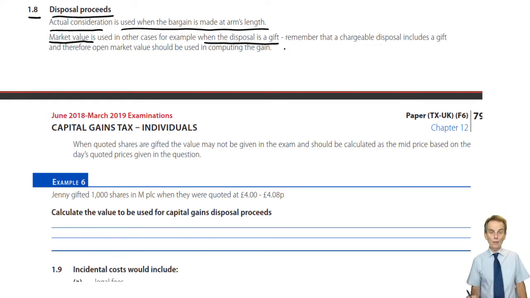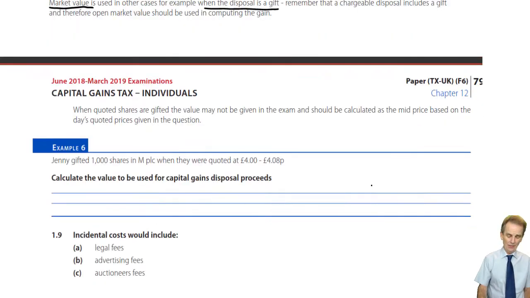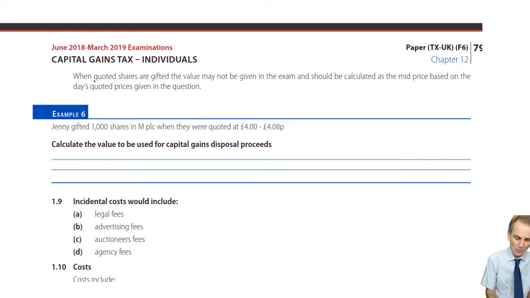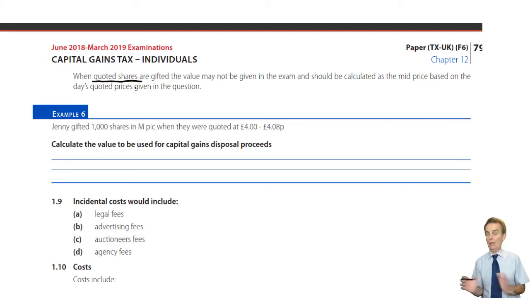There is just one little valuation rule that we need to know at this level, and that's when dealing with quoted shares. Because with quoted shares, at the end of the day upon which they have been gifted, clearly if they've been sold, then there's no problem. You know what those sale proceeds are. That fits into your gains calculation.